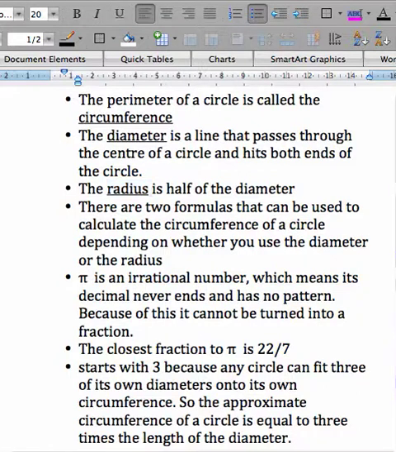Now there are two formulas that can be used to calculate the circumference of a circle, depending on whether you use the diameter or the radius. Okay, and you should have those written down.